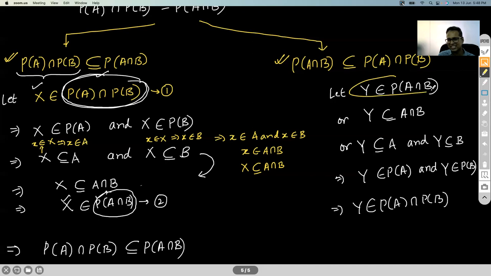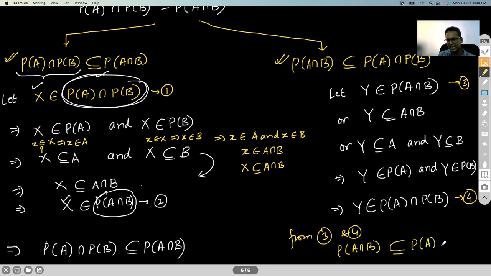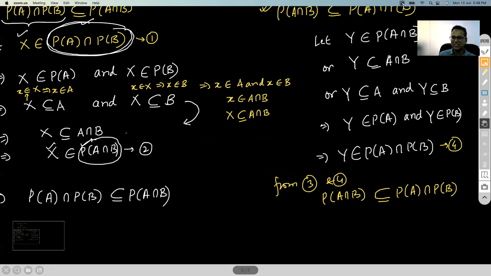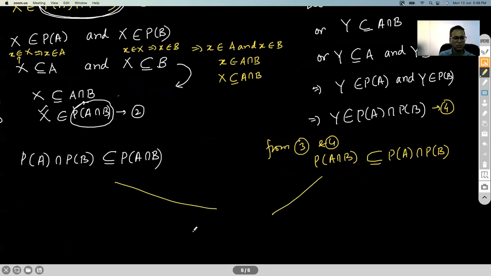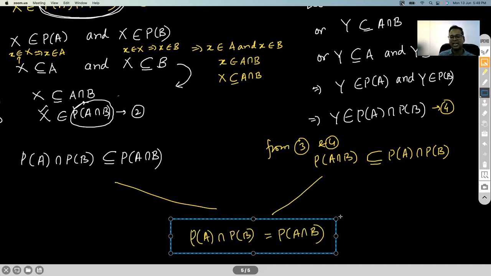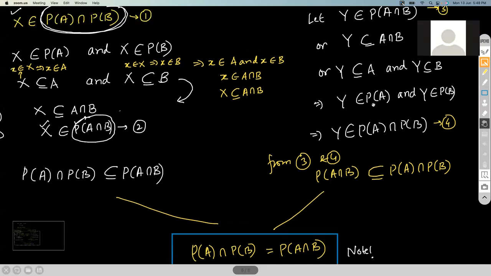So you started with this and you concluded with this. So what does this imply? Let me call this 3 and this 4. So from 3 and 4, I can say that the power set of A intersection B is a subset of the power set of A intersection the power set of B. And in light of these two, what do we conclude? That the power set of A intersection the power set of B will be equal to the power set of A intersection B. Note this down. This is a very, very important property and direct questions have been framed on this. Please note this down. So by reversing the steps of the first proof, we actually got the second part of the same proof.